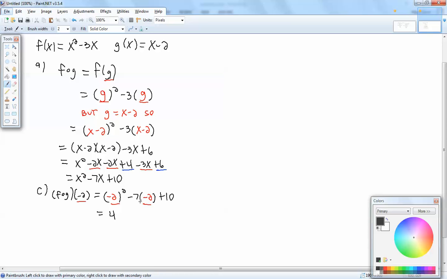Negative 2 squared is 4. Negative 7 times negative 2 is 14, plus 10, which gives us 28. Okay, now let's find B. B is finding the composition of g and f, which is g of f.